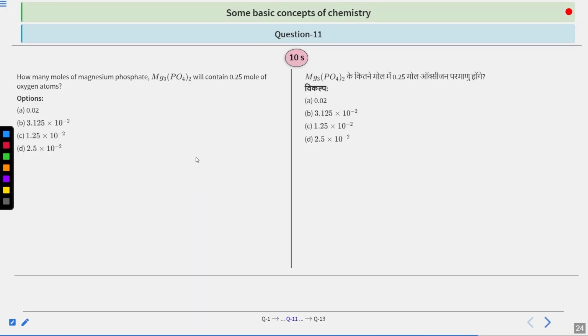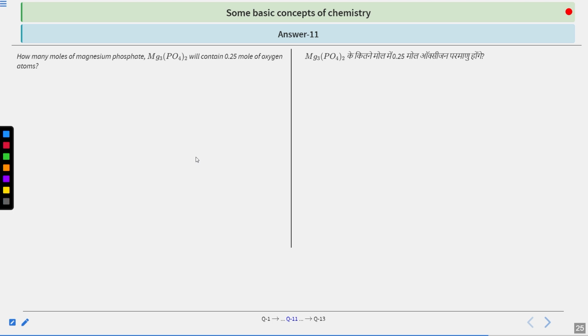Question number 11. How many moles of magnesium phosphate, that is Mg3(PO4)2, will contain 0.25 mole of oxygen atoms? Options are A 0.02, B 3.125 into 10 to the power minus 2, C 1.25 into 10 to the power minus 2, and D is 2.5 into 10 to the power minus 2. You have 10 seconds to solve this question. Your time starts now. Let us see the solution.